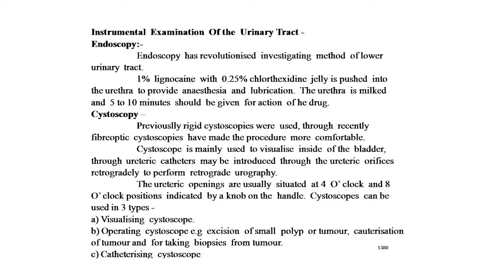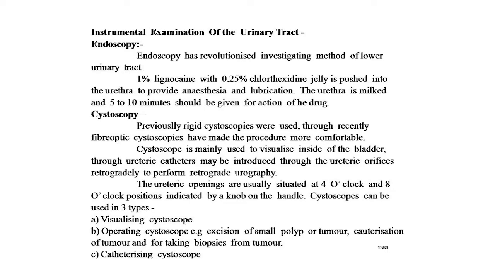Now the cystoscopy. Previously rigid cystoscopes were used, though recently fiber optic cystoscopes have made the procedure more comfortable. This instrument is introduced through the urethra in a similar fashion as a bougie. The cystoscope is particularly used to visualize the inside of the bladder, and ureteric catheters may be introduced through the ureteric orifices to perform retrograde urography. Systematic inspection of the inside of the bladder is extremely important to exclude pathology there. Use of a telescope with a wider field of vision may be required.